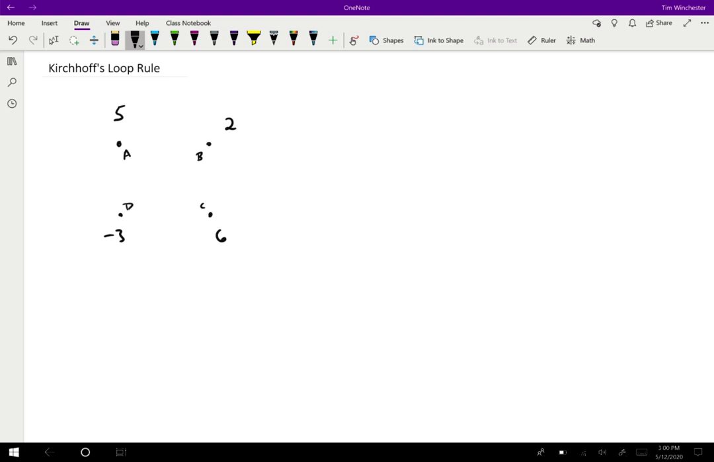And what I'm going to do is I'm going to just find all the differences. So let's say I want to find the change from A to B. Well, to go from 5 to 2, that's a change of -3. And if I find the change from B to C, well, going from 2 to 6, that's a change of 4. And the change from C to D, well, 6 to -3 is -9. And going from D back to A, I'm going from -3 to 5, which is a change of 8.